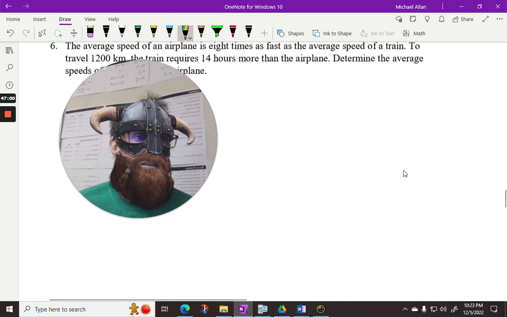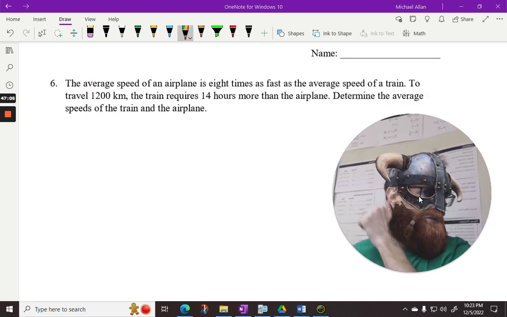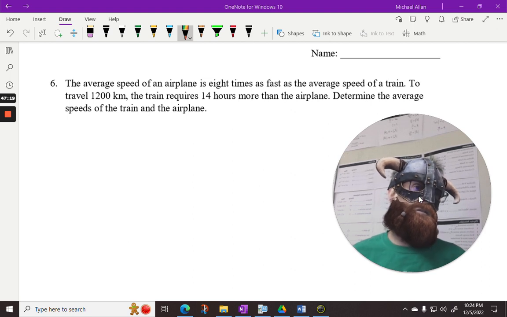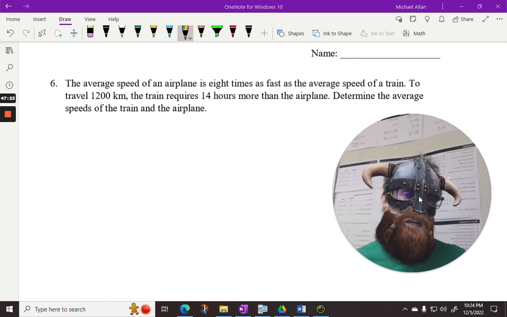Let's try out one of these here. So an average speed of a plane is 8 times faster than the speed of a train. To travel 1,200 kilometers, the train requires 14 hours more than the airplane. Okay. Determine the average speed of the train and the airplane. I got to find the two speeds.